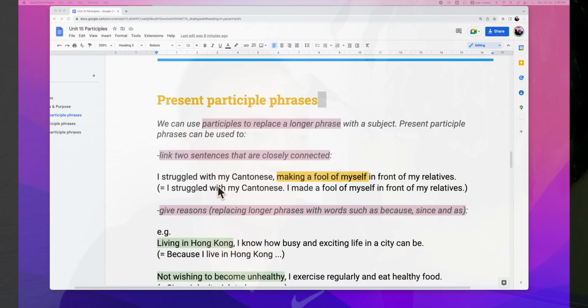This video is about participles. Let's get started. This is the second part of the participle phrases. We are going to talk about present participles. Let's take a look at what areas we should cover.